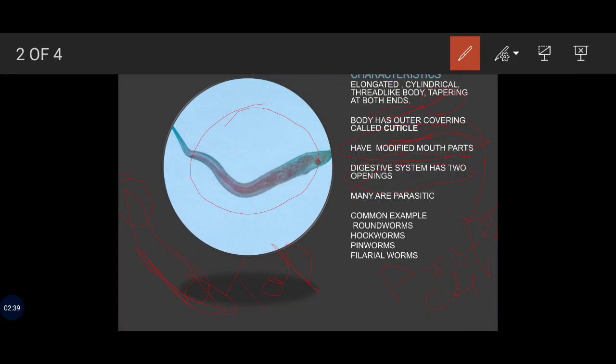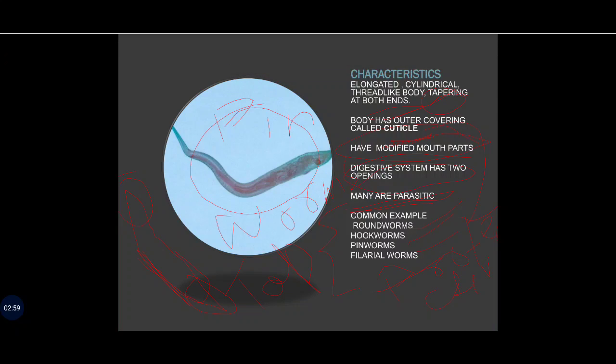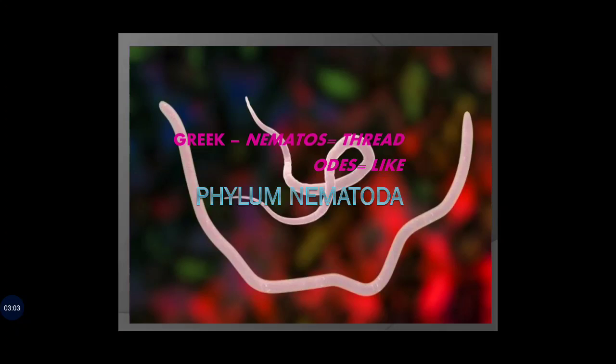Next, as I've already told, they are parasitic and their common examples are roundworms, hookworms, pinworms and filarial worms. This picture is basically of pinworms. They are parasitic, and they can reside inside the body of human beings or other animals.